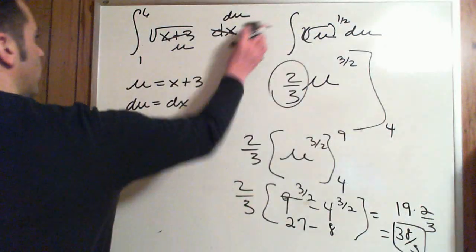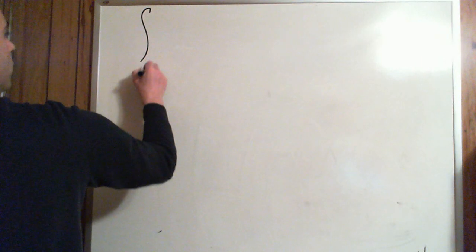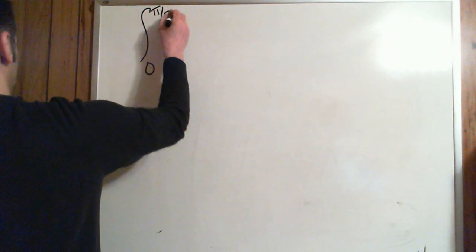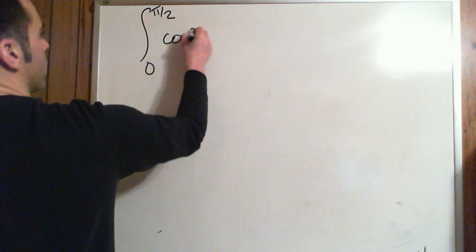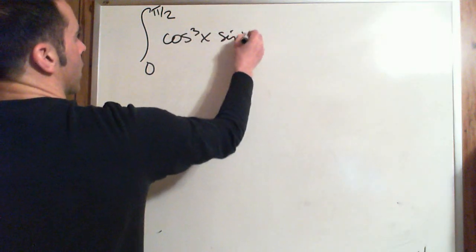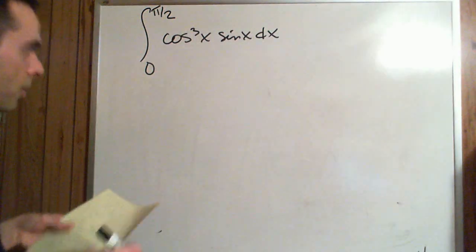Next, another example using a trig function. The definite integral from 0 to pi over 2 of cosine cubed x times sine x dx.